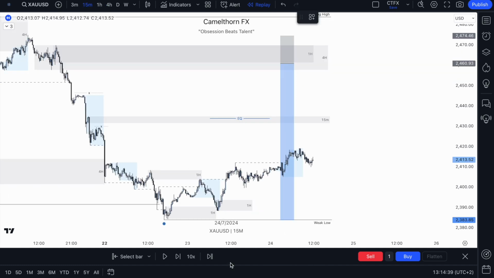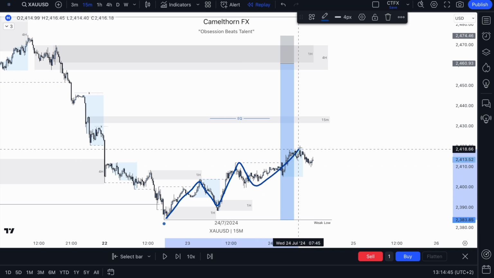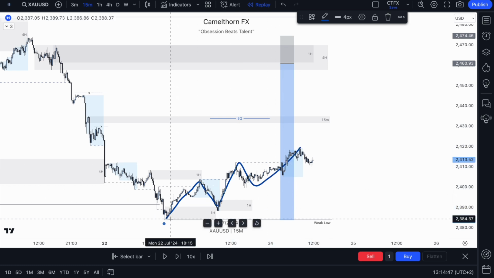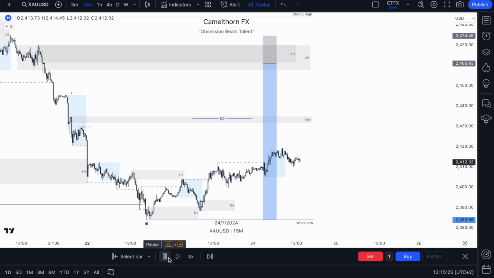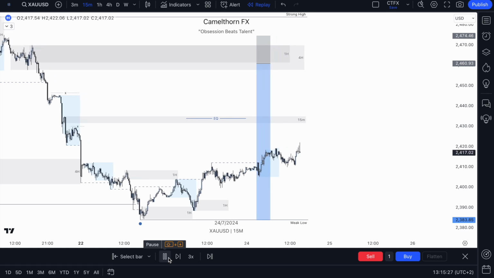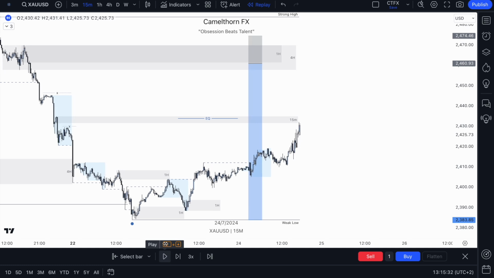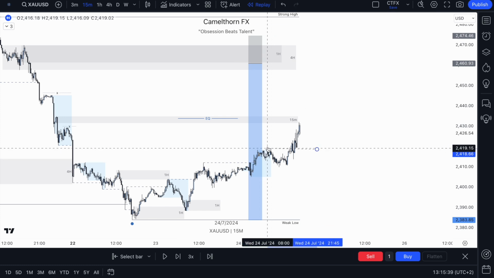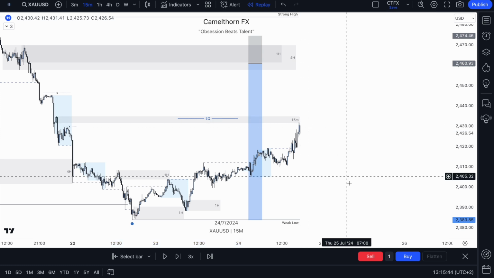So going into the London session of Wednesday, the 24th of July, we can see that our internal structure is currently pointing bullish as it facilitates our 15-minute pullback. And then as we allow price action to play forward, during the course of that London session and going into our New York session, price action continues to trade higher. We get another bullish internal break of structure here, and price action then taps into this 15-minute supply.